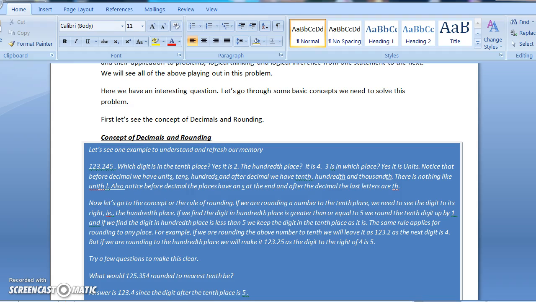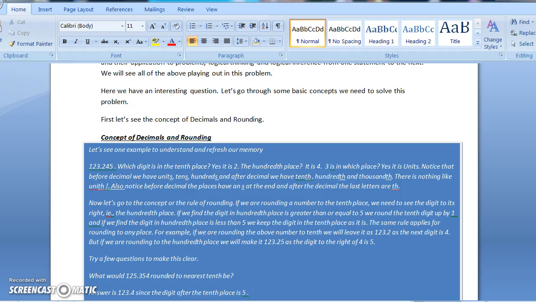Yes, it is units. Notice that before the decimal we have the units place, then the tens place, then the hundreds place, and after the decimal we have the 10th place, then the 100th, and then the 1000th. Note that there is nothing like the unit place. Also notice that before the decimal the places have an S at the end, and after the decimal the last letters are TH.